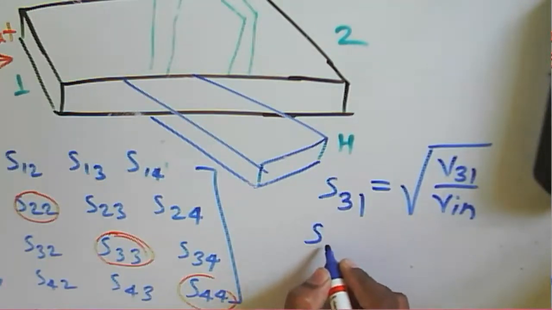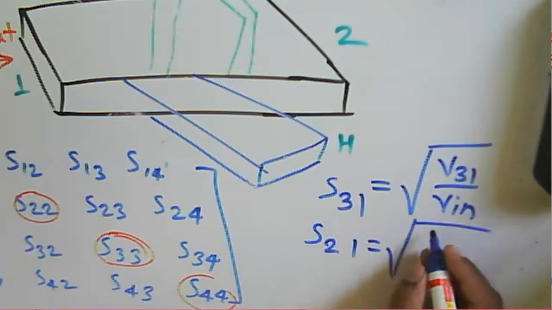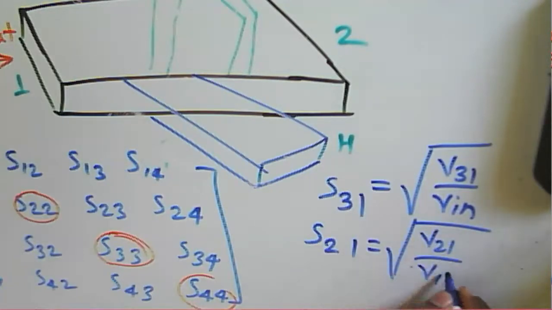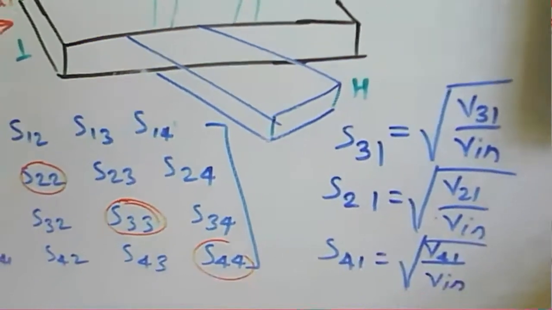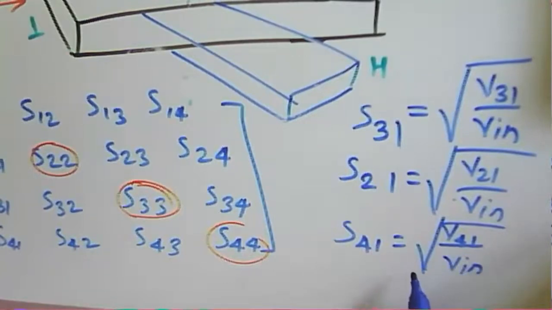If we consider the input at port 1, we'll get S21 equal to V2 1 by V in. Then S41 is equal to S14, is equal to what? V4 1 by V in. So S41 is equal to V4 1 by V in.